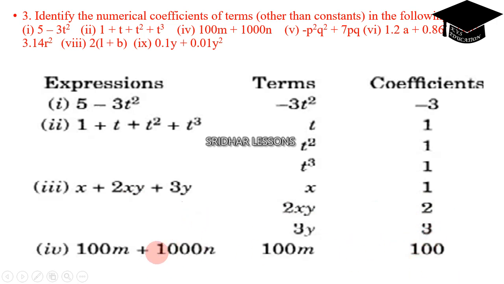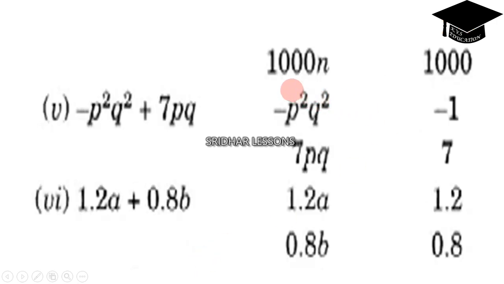Okay, fourth question, 100m plus 1000m. The terms are 100m and 1000m. The coefficients are 100 and 1000. Question number 5, minus p square q square plus 7pq. The terms are minus p square q square and 7pq. Here the coefficient is minus 1, and here the coefficient is 7.